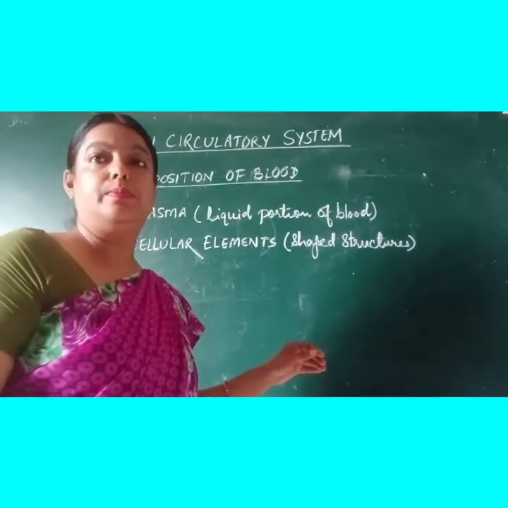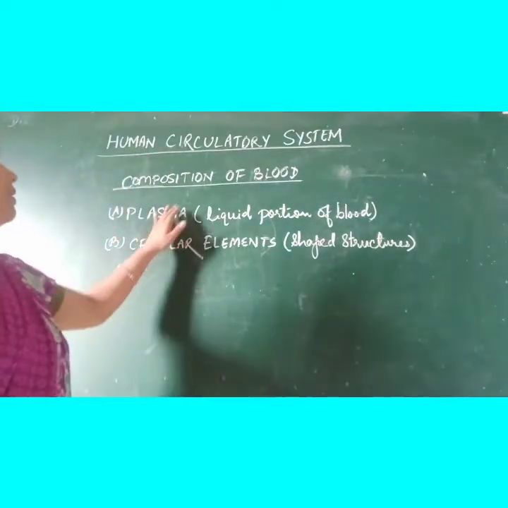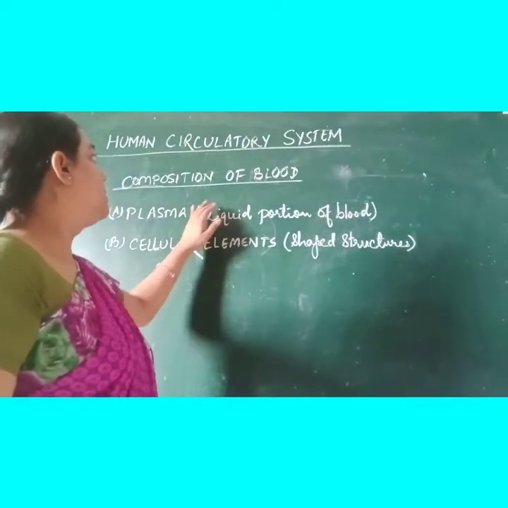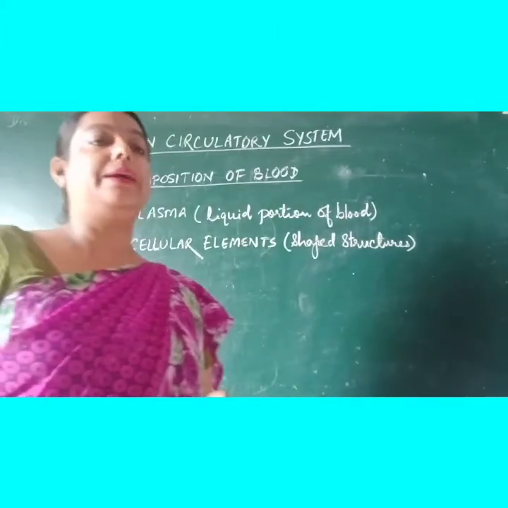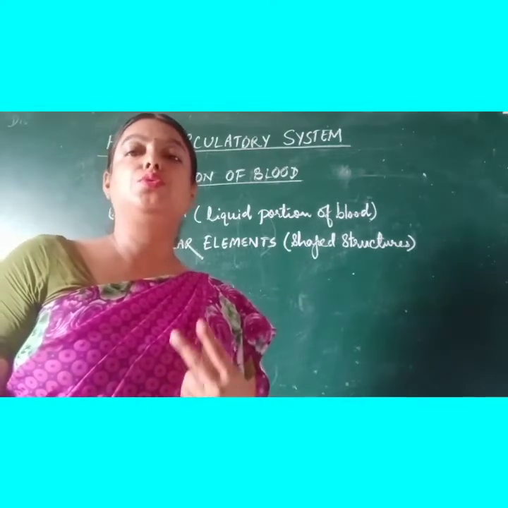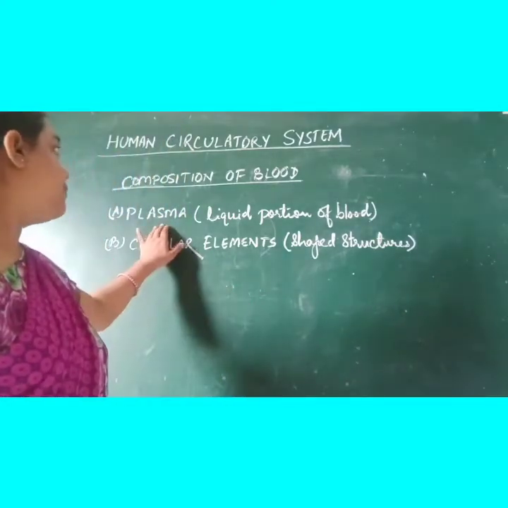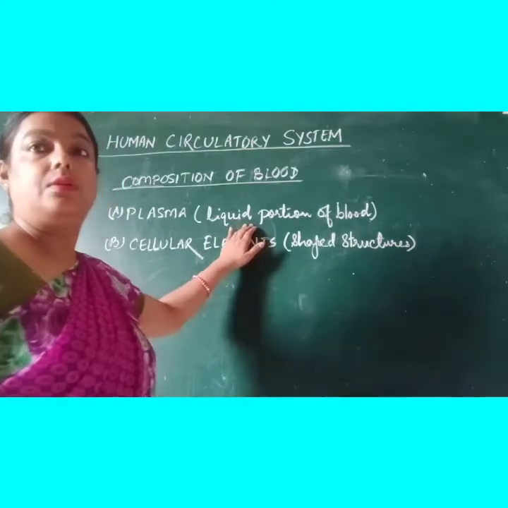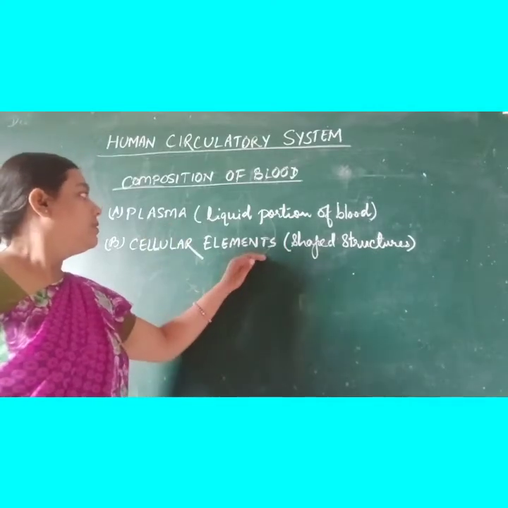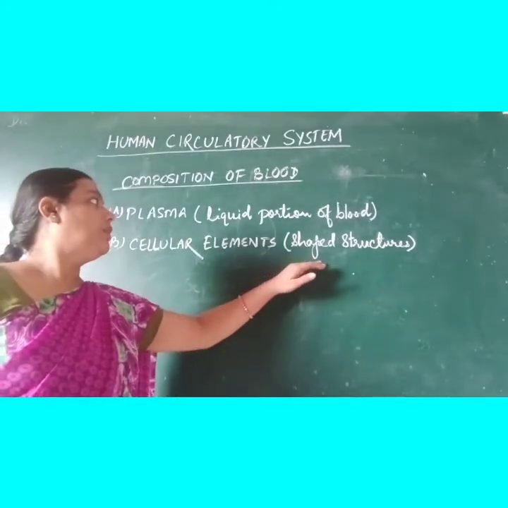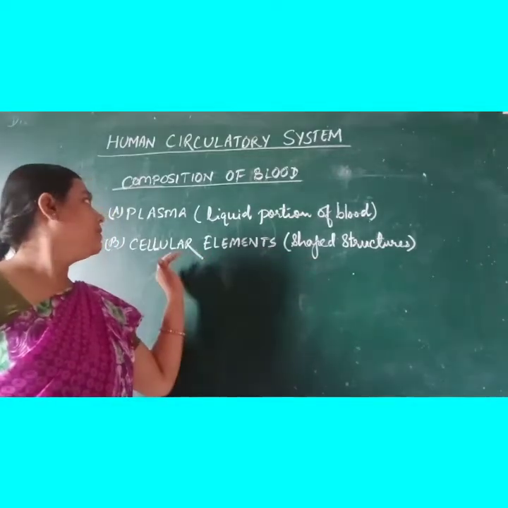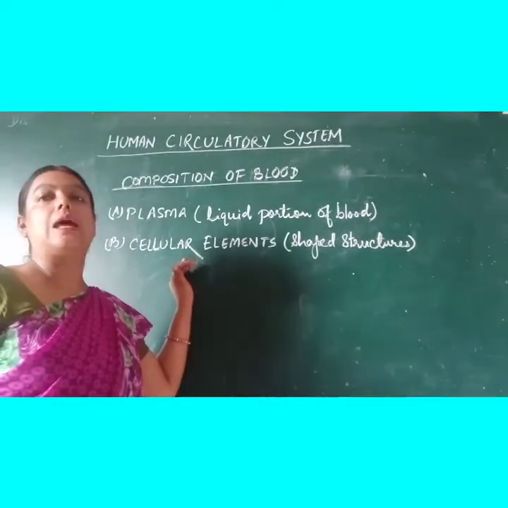Children, let's see what blood consists of. Actually, blood is a fluid connective tissue, and blood forms 1/11th of total body weight, and it consists of two things. First one is the liquid portion present in the blood, and it is called plasma. Second thing, there are some shaped structures which are called formed elements or cellular elements.